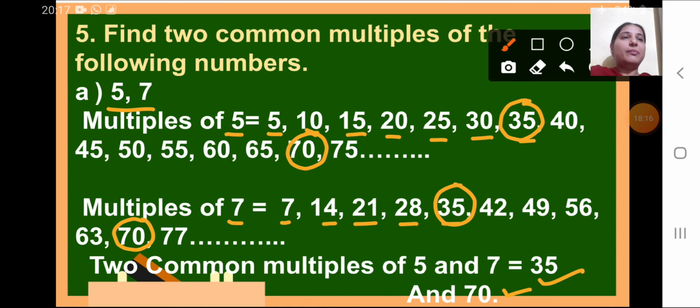Got it, children? So if two or more numbers are given and you have to find their common multiples, first you will write their multiples one by one, and then you will find the multiples which are common in all the given numbers.